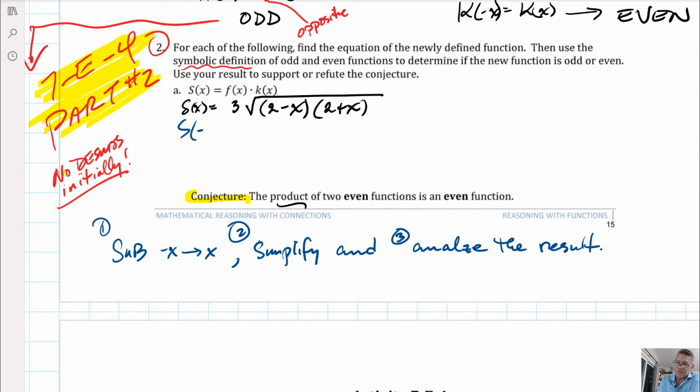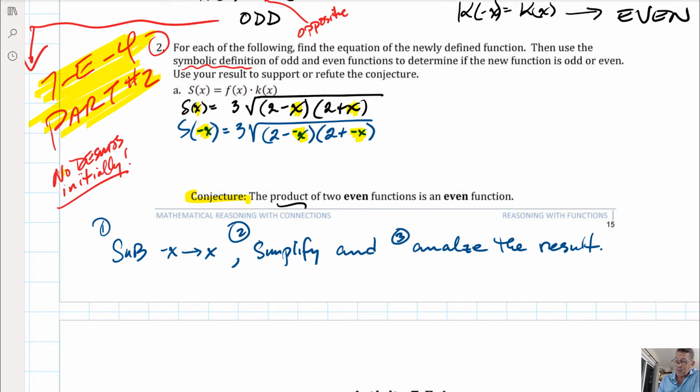So let's take s of negative x this time, and I have to substitute it in wherever I see x. So I see x in 2 different locations. So here we go. So it's going to be 3 times the square root of 2 minus negative x times 2 plus negative x. Let me highlight where I substituted. I have to substitute in wherever I see x. I got to take out x and put in negative x. I got to replace it. That's what substitution is all about.